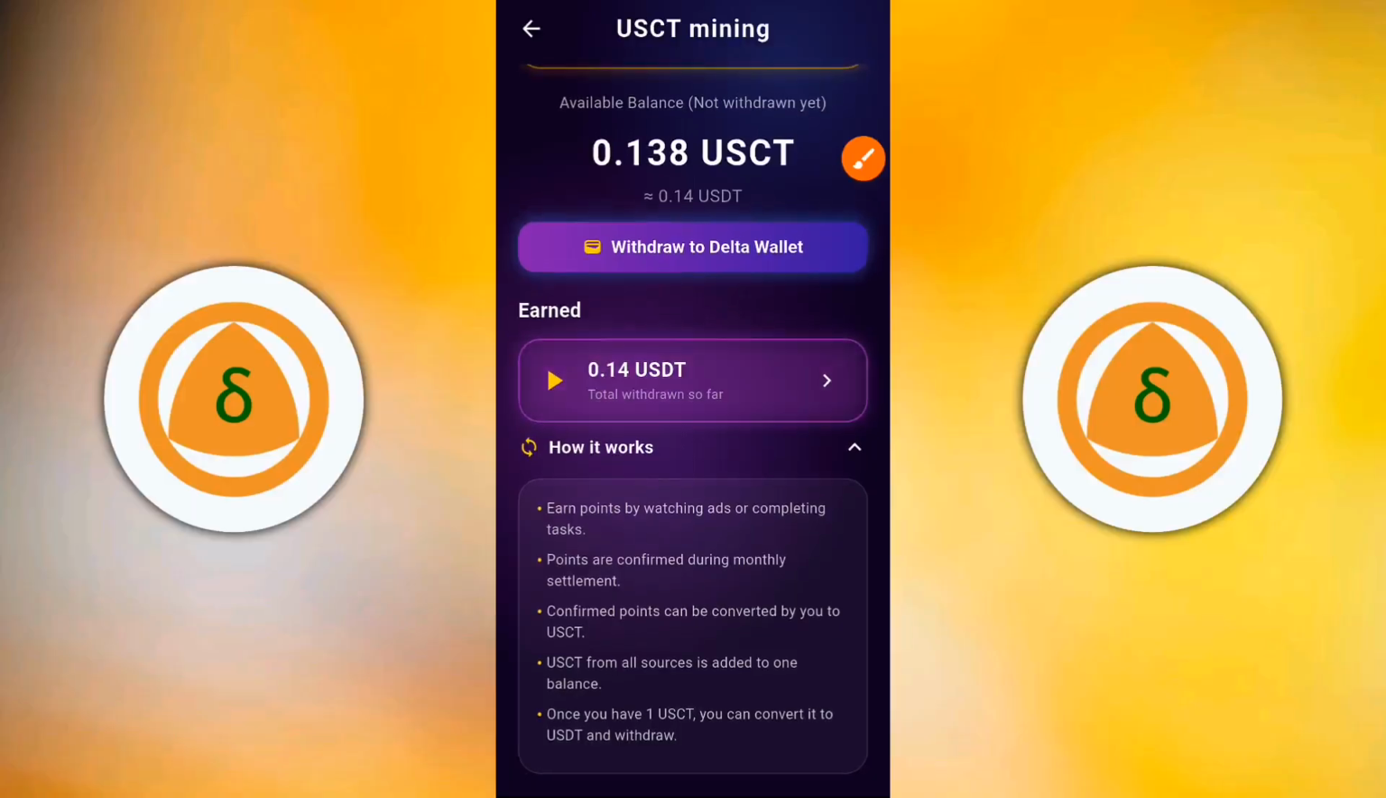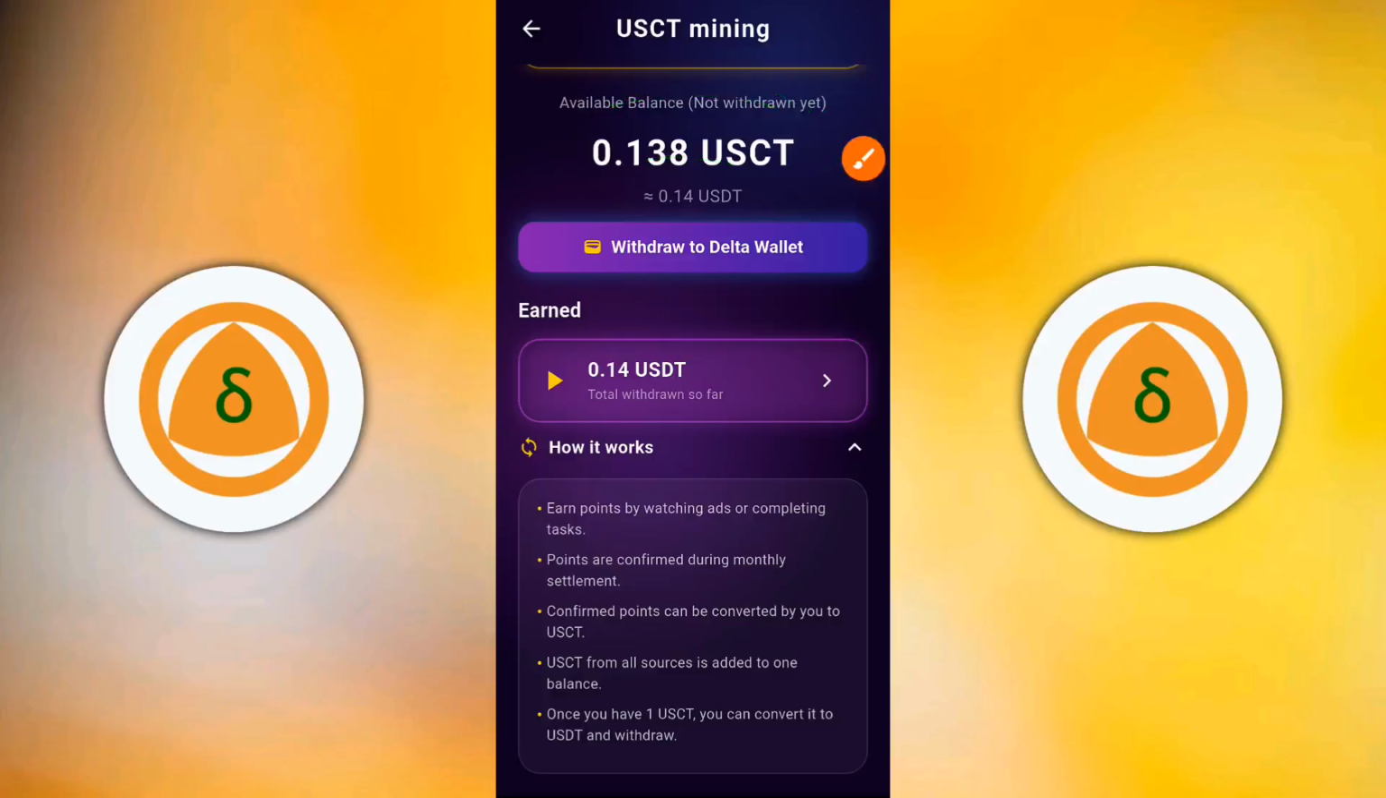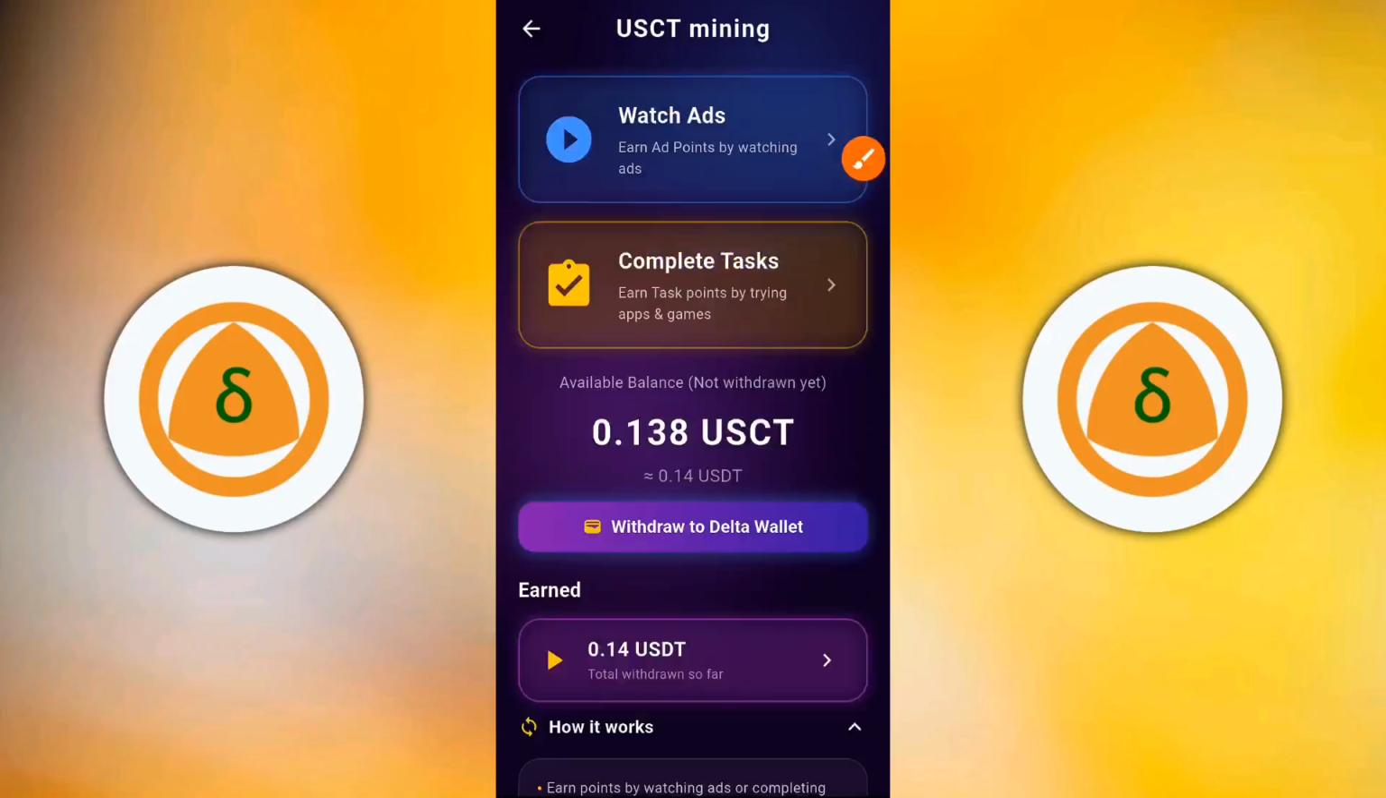Now, once you have 1 USCT, you can convert it to USDT and withdraw. Now, 1 USCT currently is 1 USDT. So you can see right here that I have 0.138 USCT, and if you look down here, I have about 0.14 USDT. So 1 USCT is equivalent to 1 USDT, and USCT literally means USD credit. So this is basically what this means.